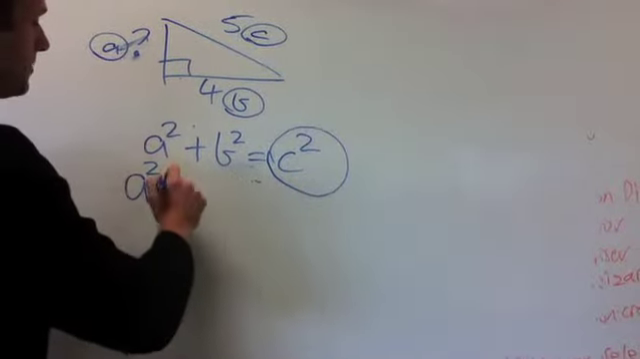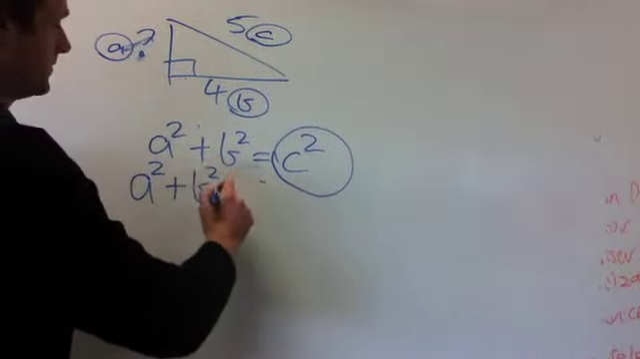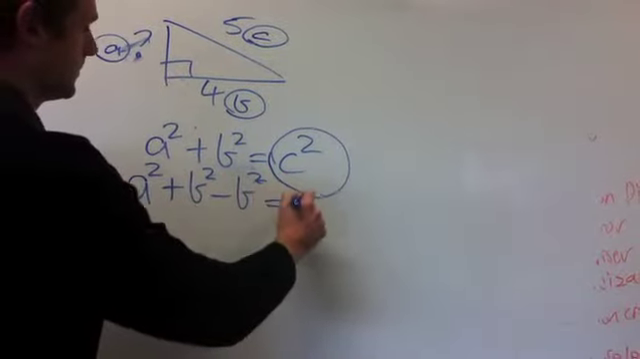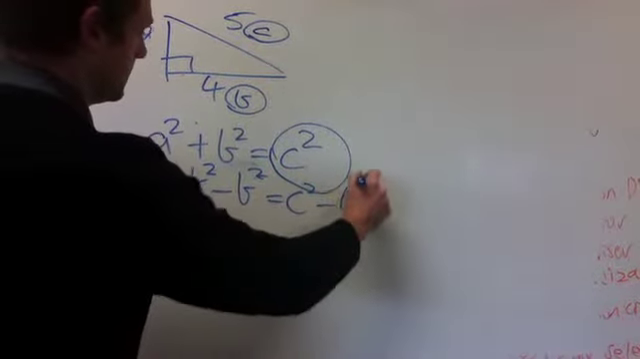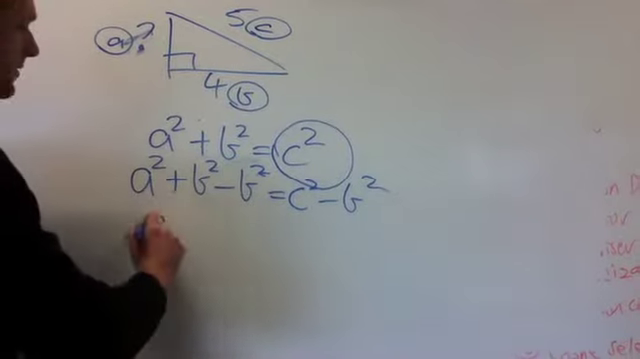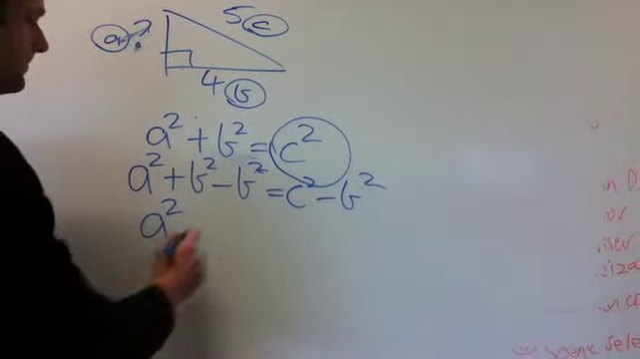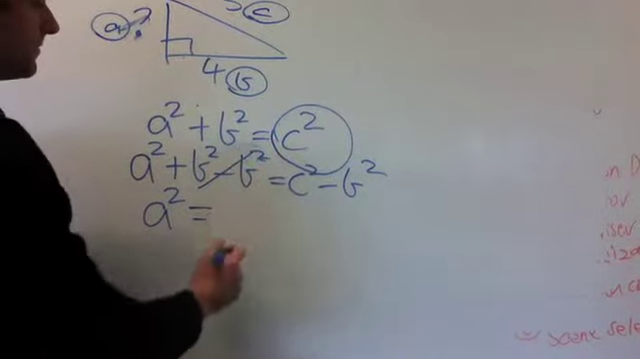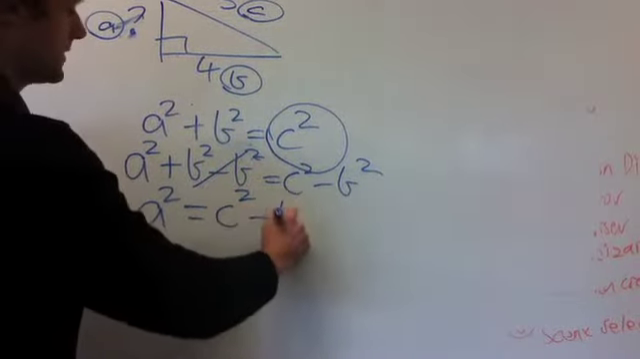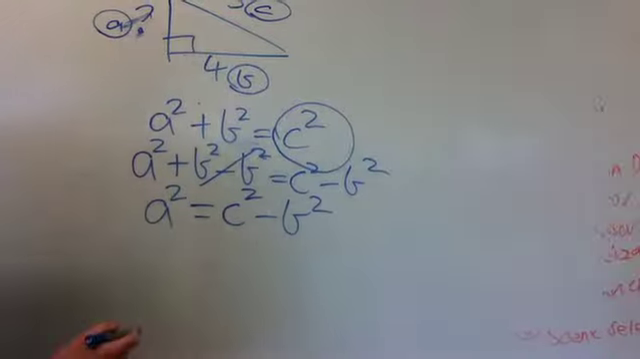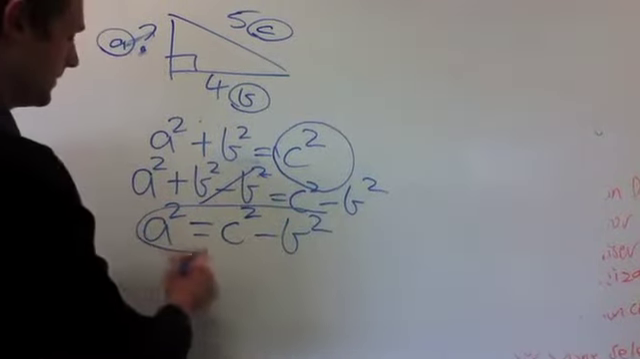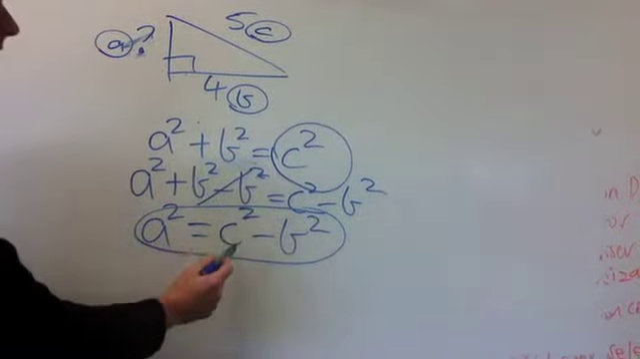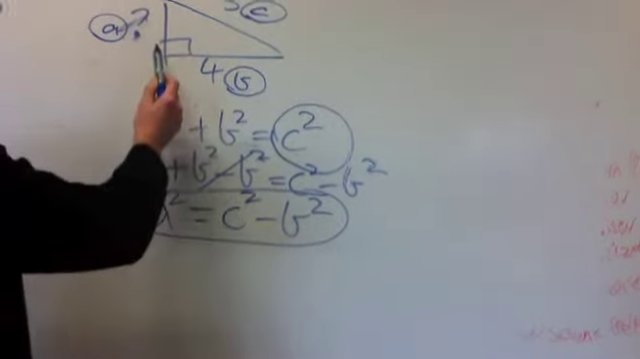So, if we took b squared from both sides, we end up with a squared, plus b squared, take b squared, which gets rid of it, equals c squared, take b squared. This is our formula for calculating the short side.